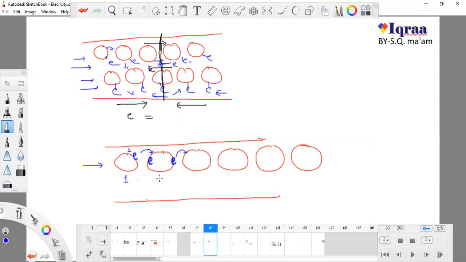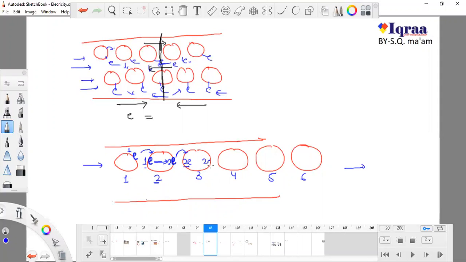So this is atom number 1, this is atom number 2, atom number 3, atom number 4, atom number 5, atom number 6, and so on. So I provided a force of a specific magnitude, and atom number 1 removed its electron, and this electron number 1 goes to atom number 2. Okay, now this atom number 2 also has an electron in its outermost shell. So electron number 1 gives a jerk, or it will again pressurize this atom, and this electron will go to here.